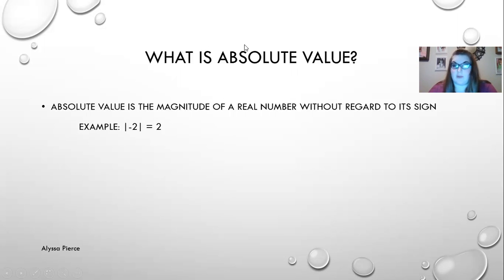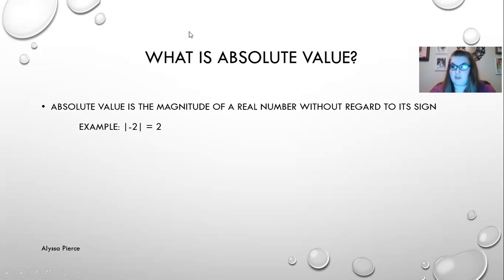So now we're going to talk about what absolute value is before we dive into the absolute value of integers. Absolute value is the magnitude of a real number without regard to its sign. What that means is basically the number itself with no regard to if it's positive or negative, it's just the number. Absolute values can never be negative. An example would be the absolute value of -2 is 2.